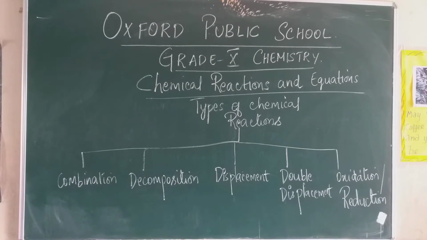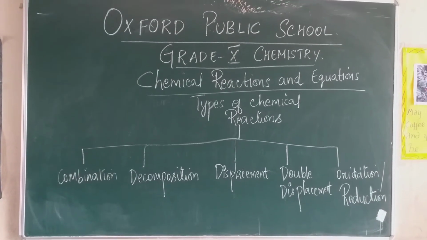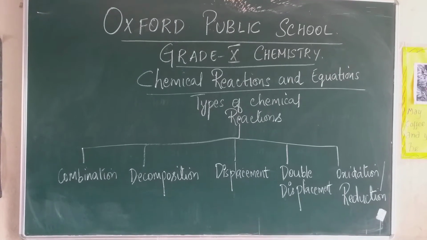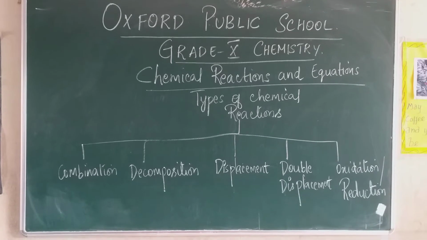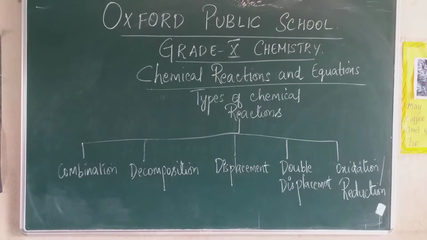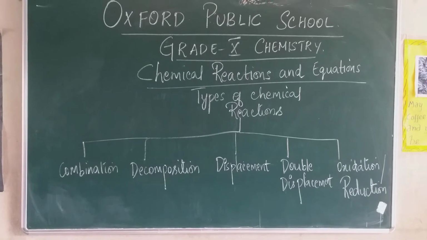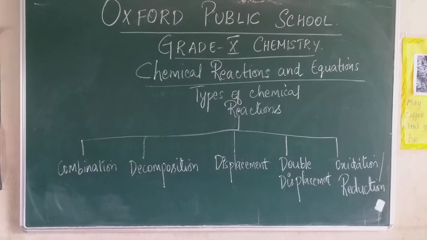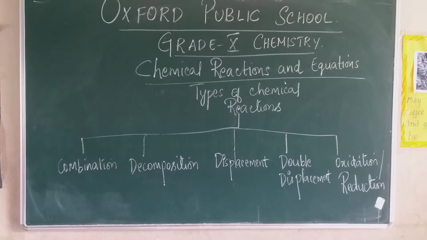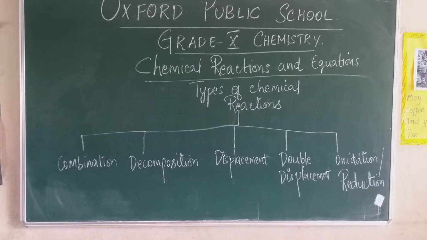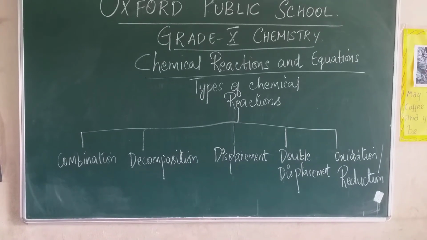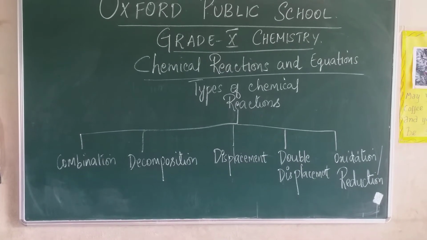Good morning, students. Today we are going to see types of chemical reactions. We have learnt in class 9 that during a chemical reaction, atoms of one element do not change into those of another element, nor do atoms disappear from the mixture or appear from elsewhere. Actually, chemical reactions involve the breaking and making of bonds between atoms or produce new substances.